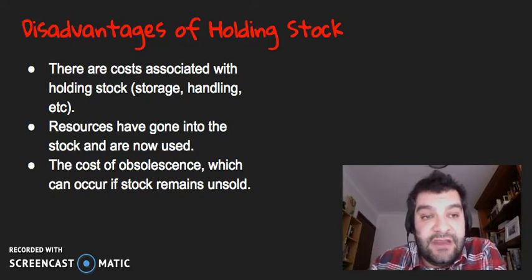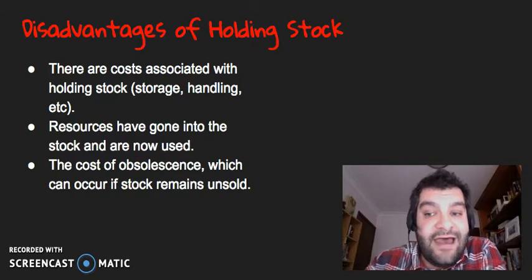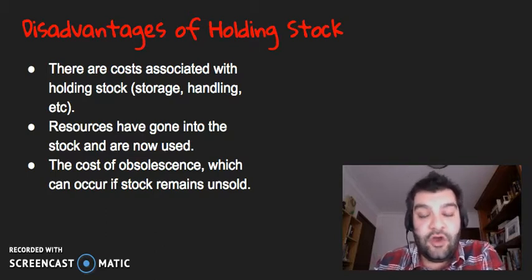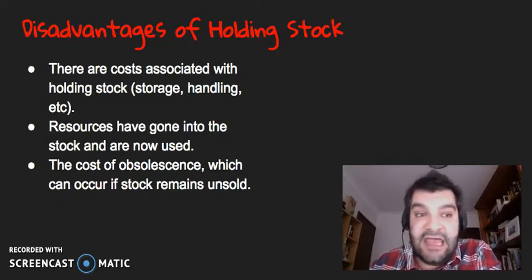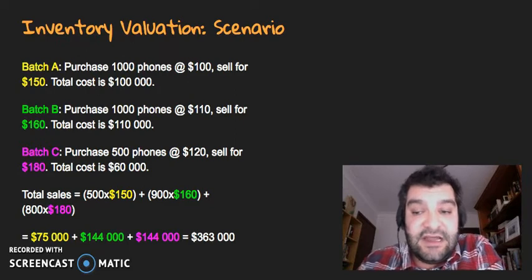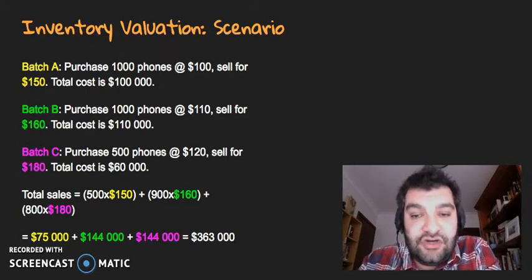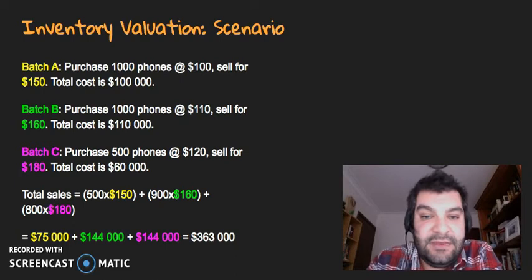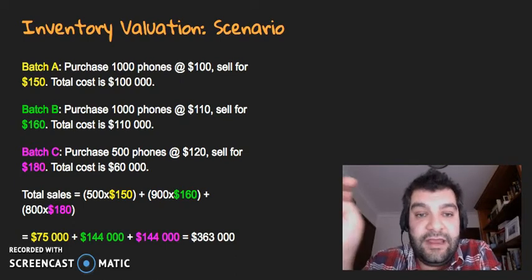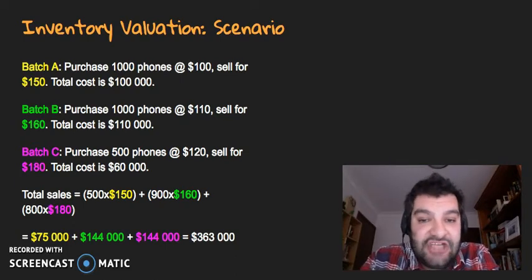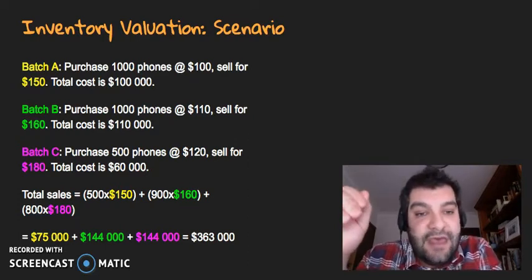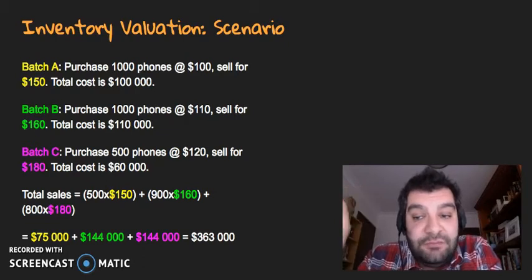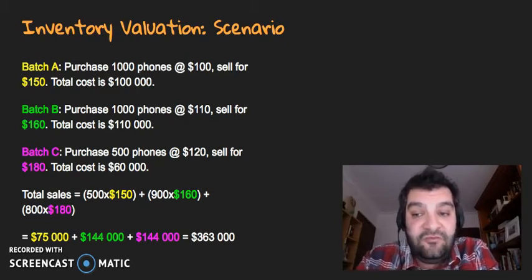Now, when it comes to valuing stock, we're going to work through a few scenarios here to try and make this a bit easy to understand. So, this is the scenario. Now, I know it looks complicated. However, I've tried to color code it in order for it to be a bit easier. So, when it comes to inventory valuation, we've got batch A, batch B, and batch C. Now, we're going to assume that batch A is mobile phones that were purchased in January, batch B in February, and batch C in March.